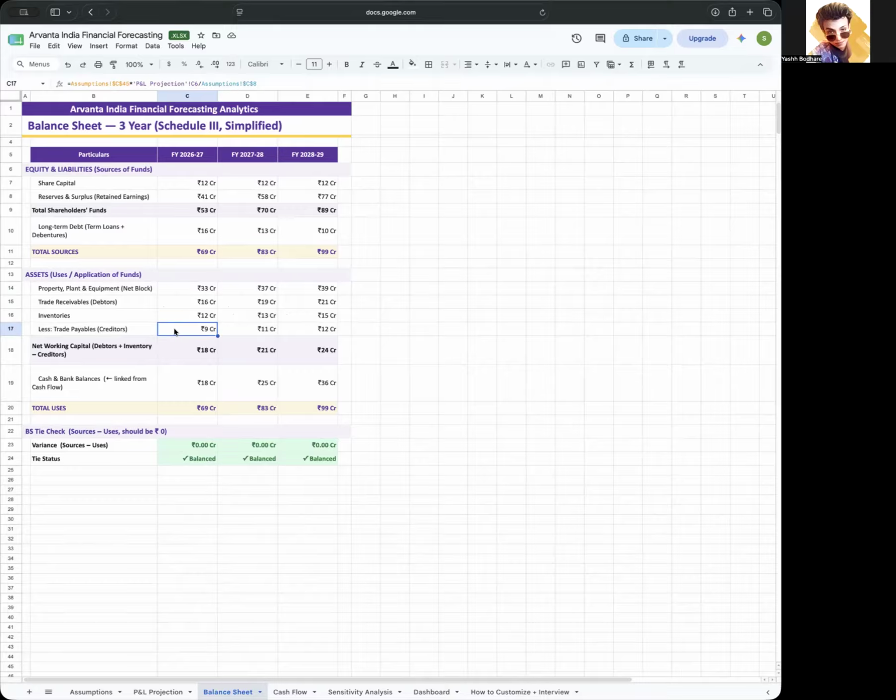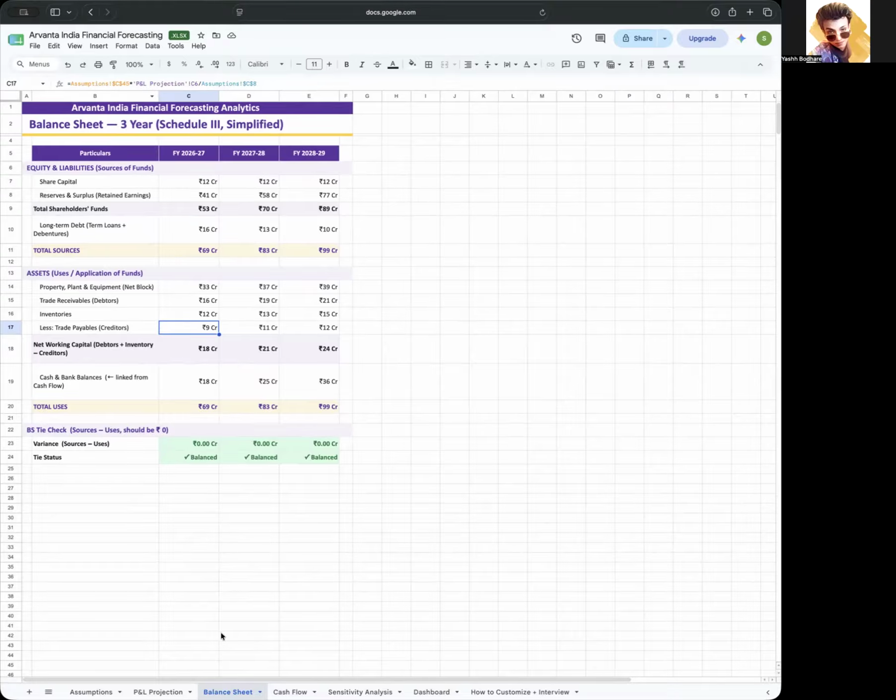Moving on to trade payables. Trade payables represents the money the company owes to its suppliers. So instead of paying that immediately, businesses usually receive a credit period. As purchases increase with business growth, supplier payables also increase. Same, we have used assumptions into P&L projections divided by assumptions C8. Okay.